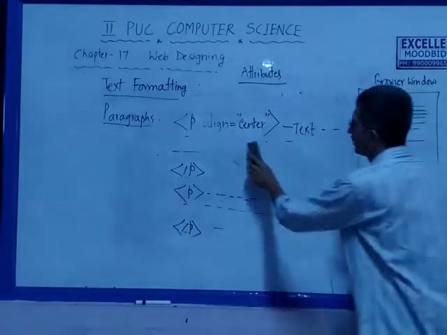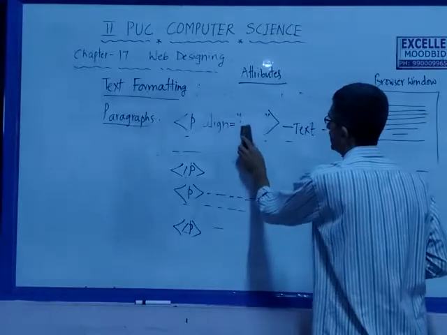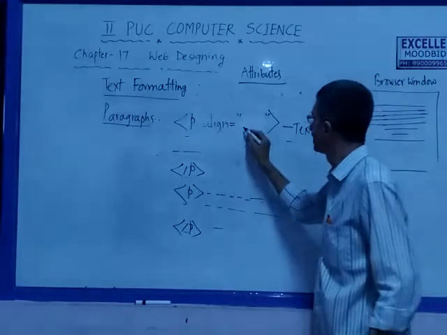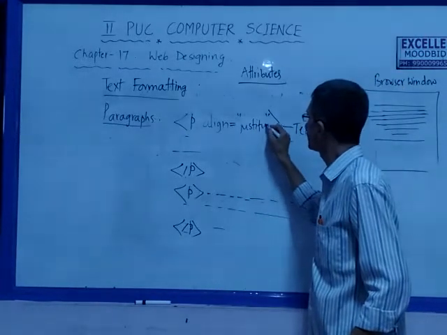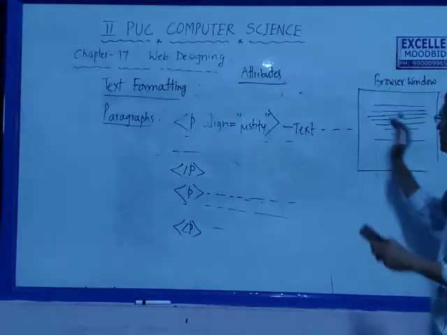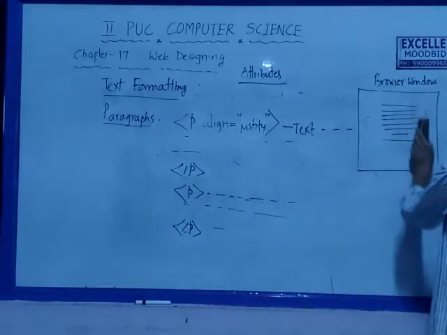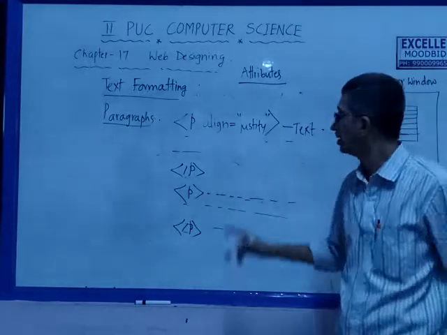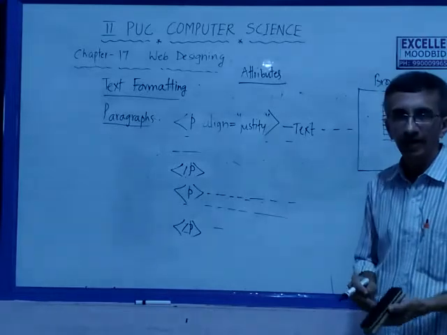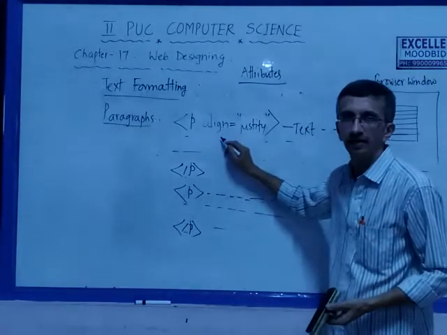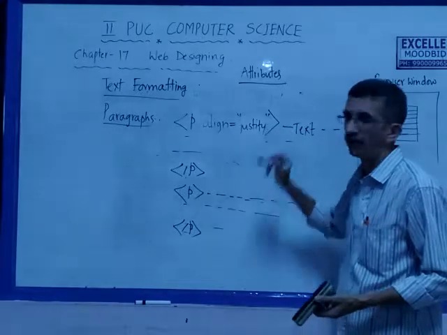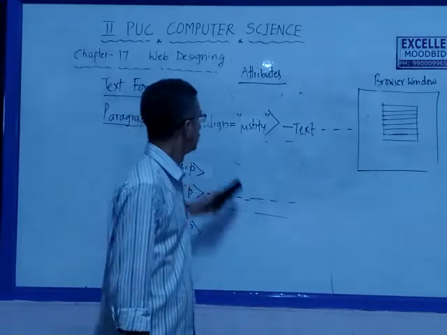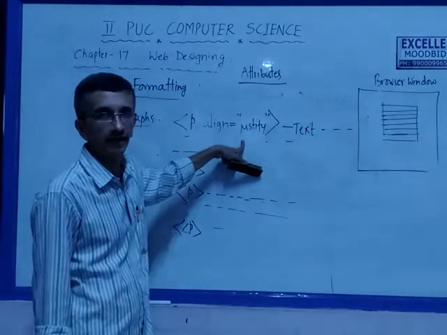There is one more, justify. Justify is also available. In MS Word you might have seen justify, which aligns both sides. So both the sides, left as well as right, are aligned. That is called the justify value for align. So the paragraph has an attribute align, or property, which can have different values: left by default, right, center and justify. This is the way to write an attribute for a tag.